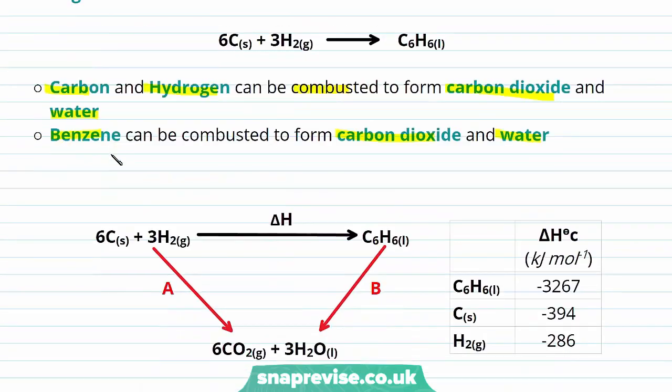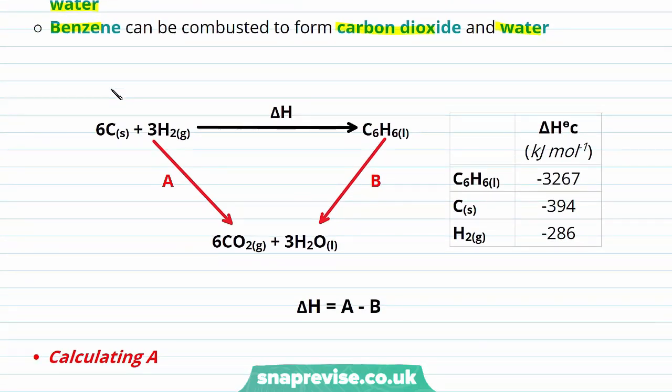So if we were to construct an enthalpy cycle, it would look something like this. We have our reaction at the top with our reactants, carbon and hydrogen, forming our product, benzene. Now you can see that down below we have the products of combustion, carbon dioxide and water. And what we see is that the enthalpy change is equal to A minus B.